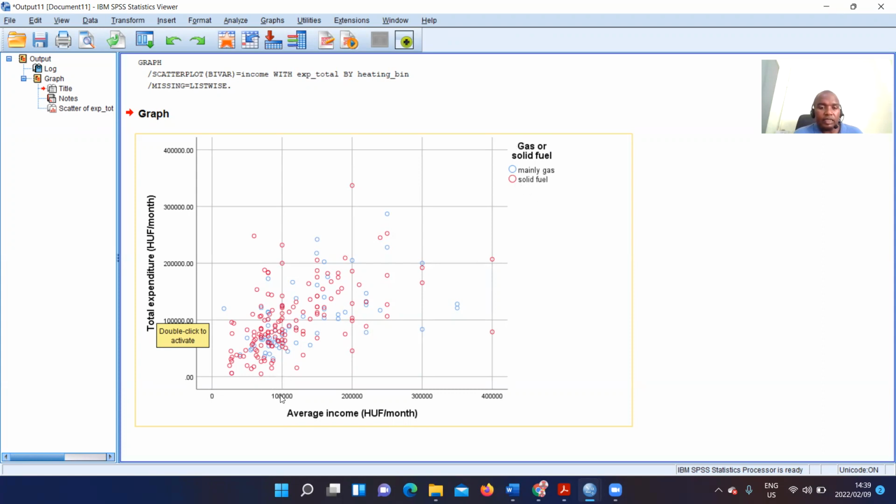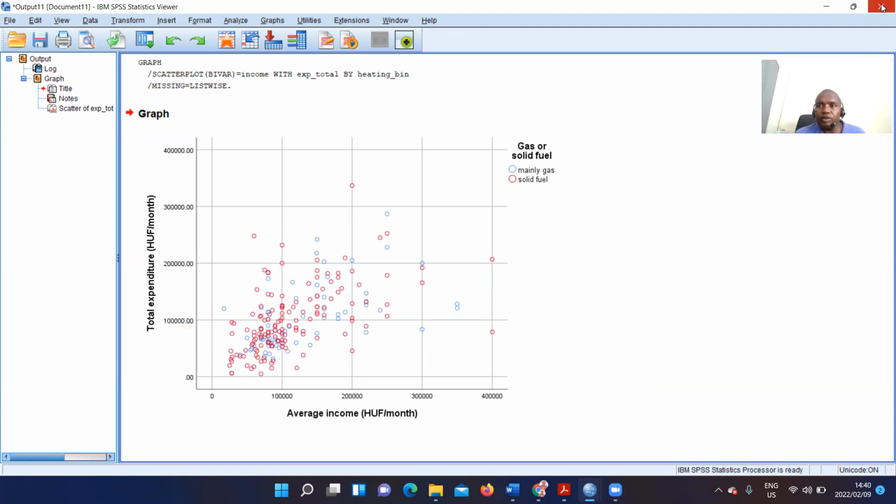You can check that at an income of 100,000 Hungarian forint, or below an income of 200,000 Hungarian forint, basically everyone would be spending on gas and solid fuel. And the total expenditure, it varies as well. You can readily see that, ladies and gentlemen.